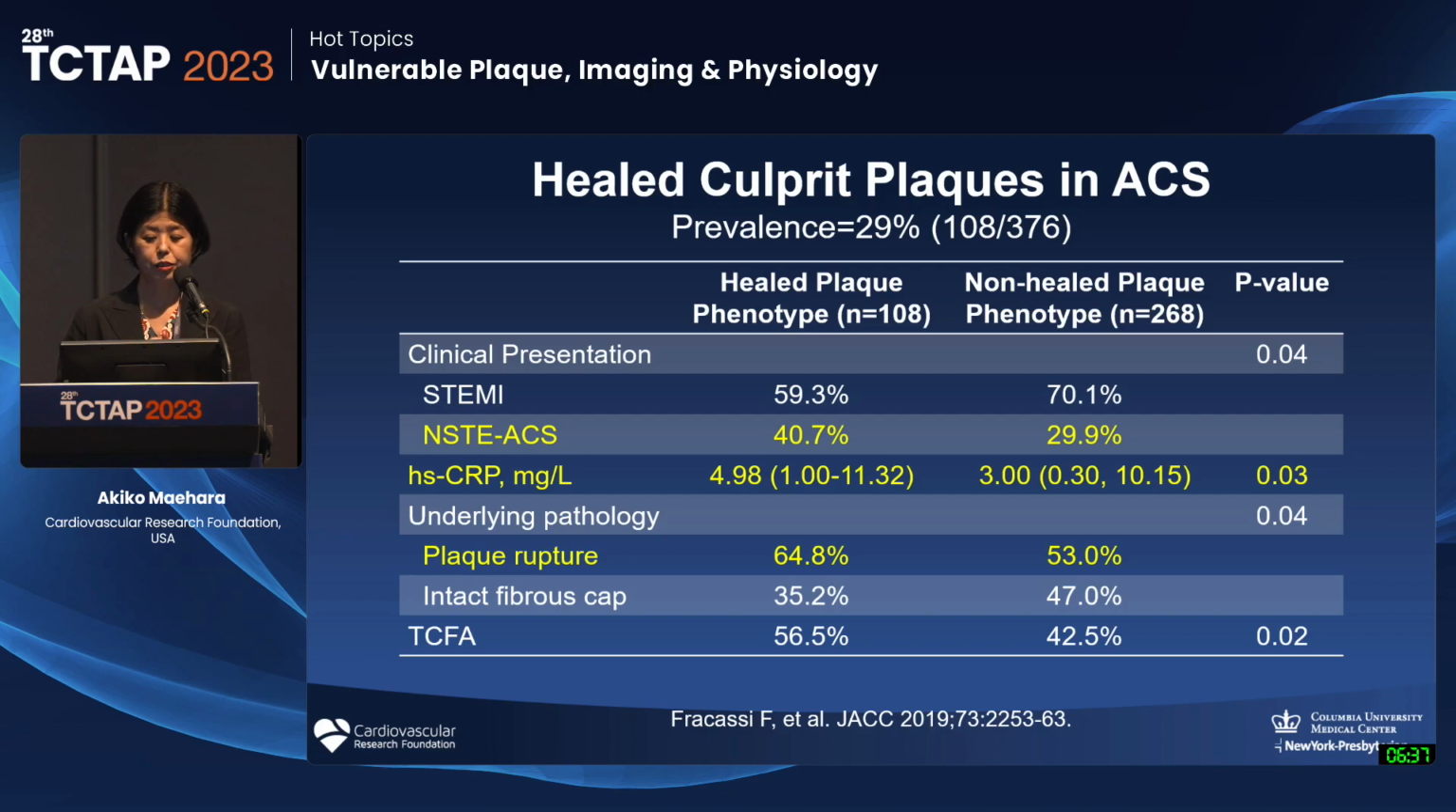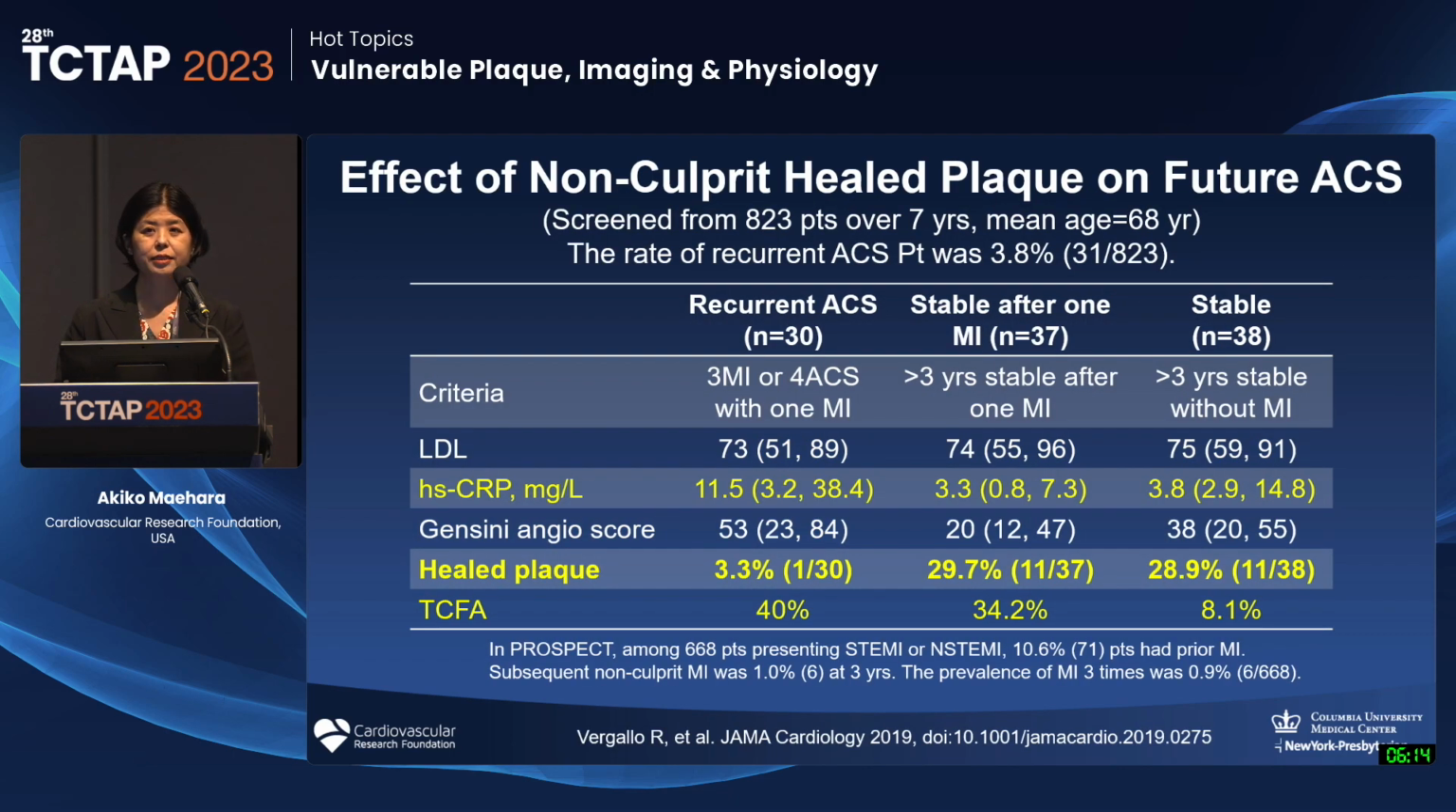This is a study showing the ACS culprit having the healed plaque together with the underlying plaque rupture, etc. So having the healed plaque together with the regular culprit underlying plaque was more likely a non-STEMI presentation, or more likely the underlying cause was plaque rupture. This is a single center study including 823 patients over 7 years.